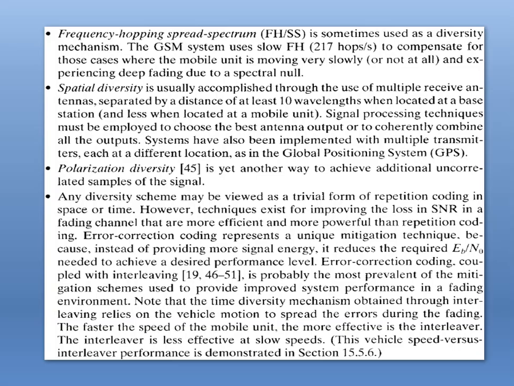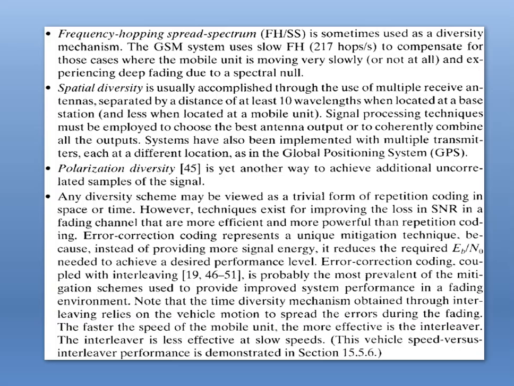Any diversity scheme may be viewed as a trivial form of repetition coding in space or time. However, there are techniques that improve the loss in SNR in a fading channel that are more efficient and more powerful than repetition coding. Error correction codes present a unique mitigation technique because instead of providing more signal energy, they reduce the Eb by N0 needed to achieve the desired performance level.